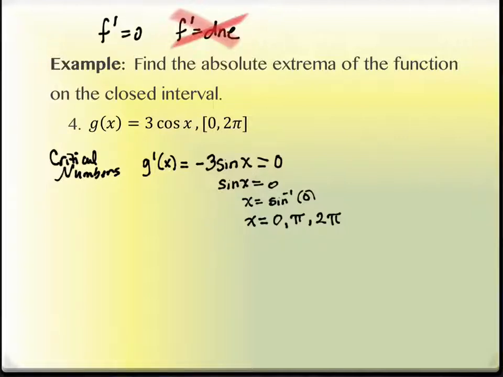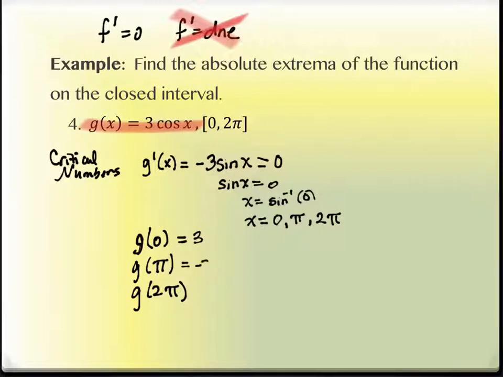So what is our function called? G. So we're going to do g of 0, g of pi, and g of 2 pi into the original function g right up here. So 3 cosine of x with 0 in, with pi in, and with 2 pi in. So if you plug in 0, what do you get? 3. If you plug in pi, what do you get? -3. And if you plug in 2 pi, what do you get? 3. Right? It's bouncing up and down.